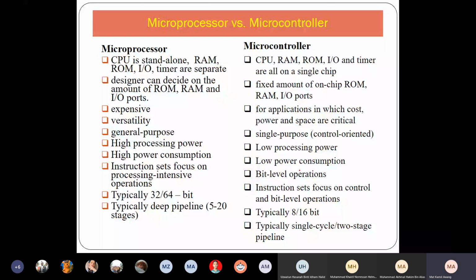And typically a microprocessor is 32 or 64 bits, whereas a microcontroller is 8 to 16 bits. Microprocessors have deep pipelines, 5 to 20 stages of pipeline. For a microcontroller, typically single cycle or two-stage pipeline. So this is the comparison of the microprocessor and microcontroller, right?